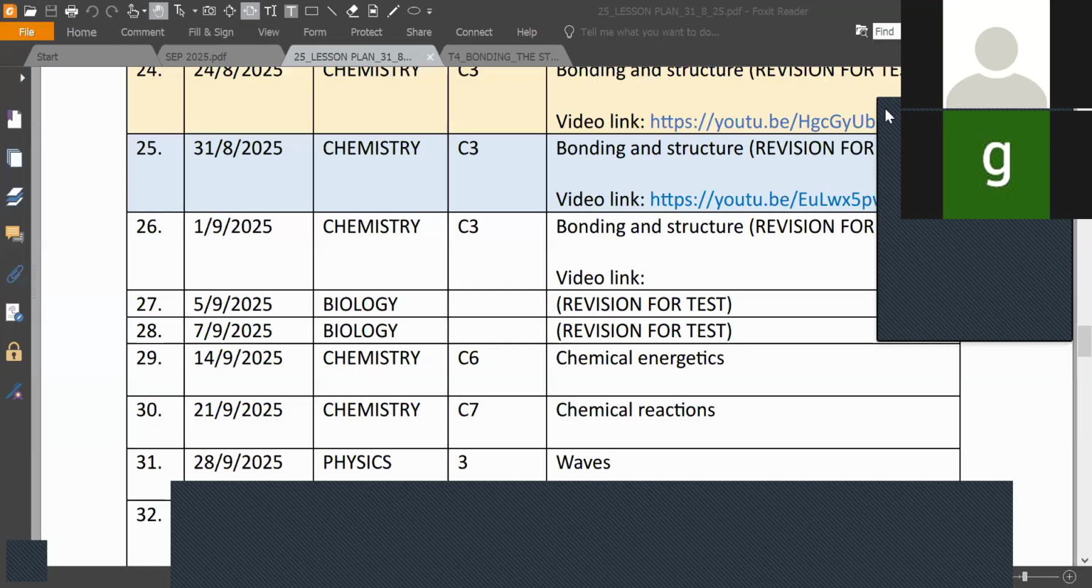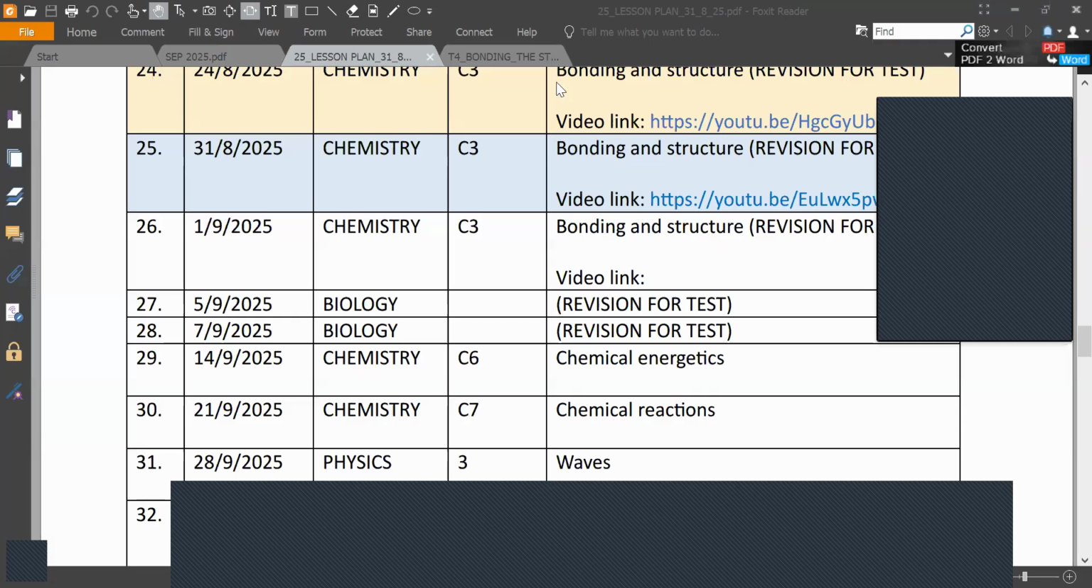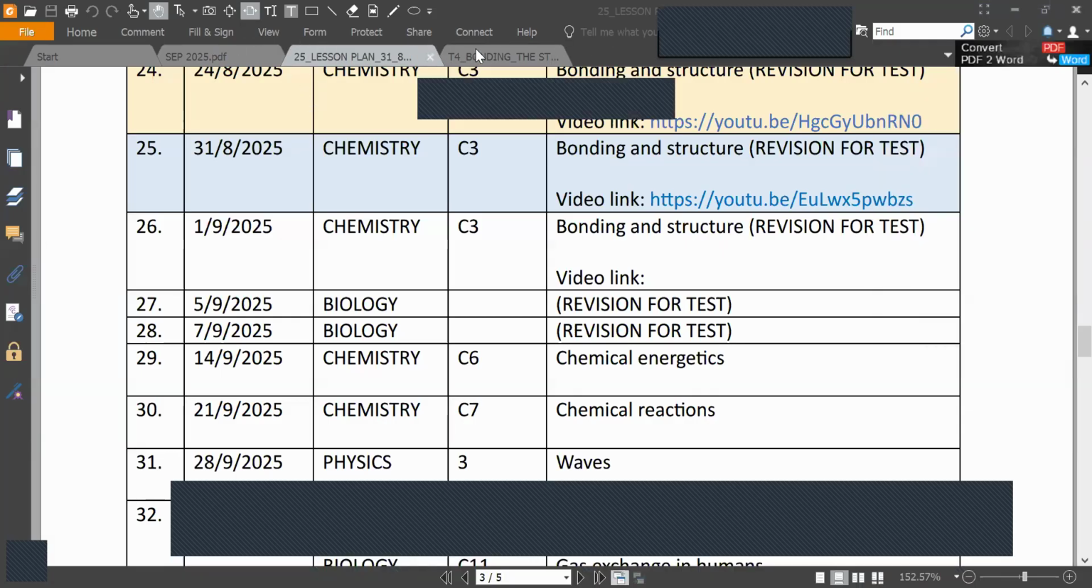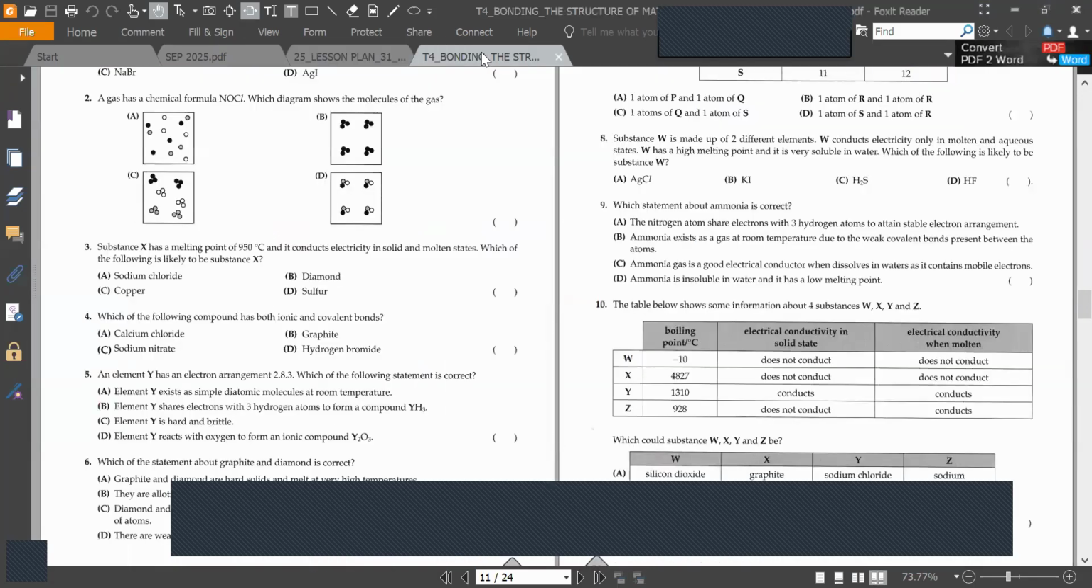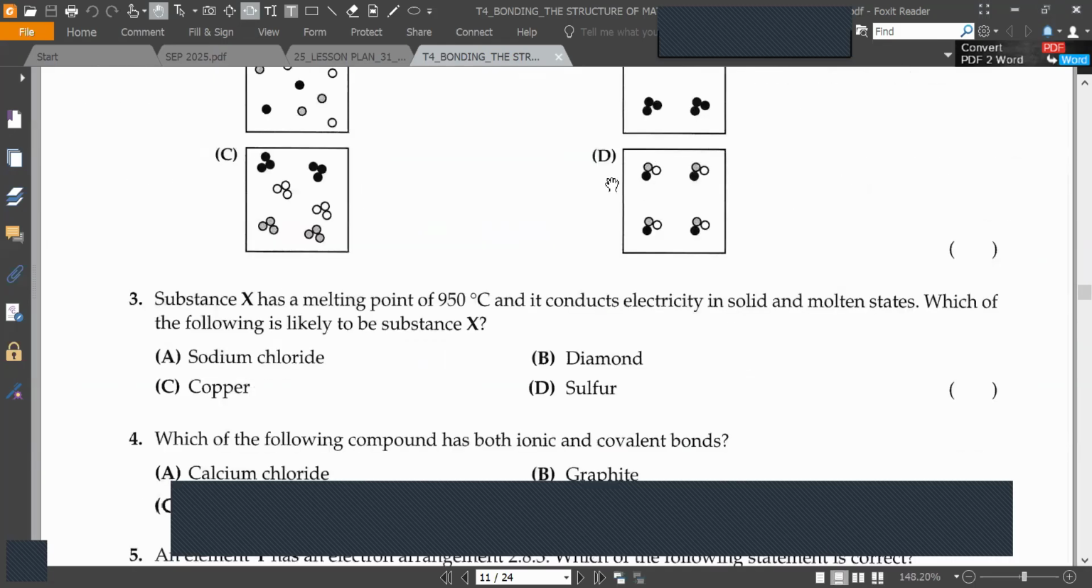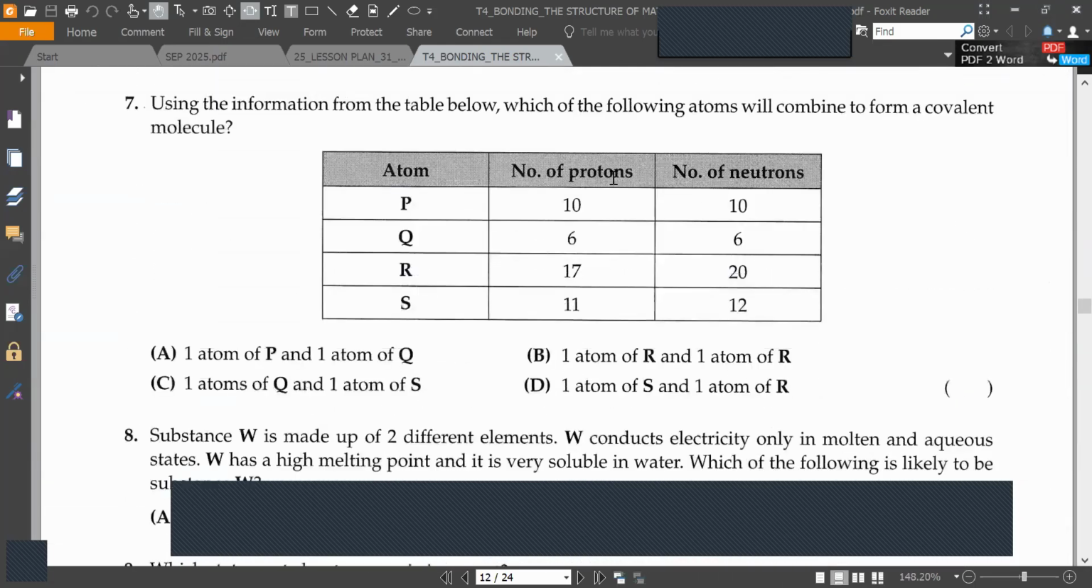Okay. So, today we will continue with the chemistry revision. We will continue with this worksheet. Yesterday we were up to question 6, so now we will continue with question 7. Let me open a periodic table, we need a periodic table.